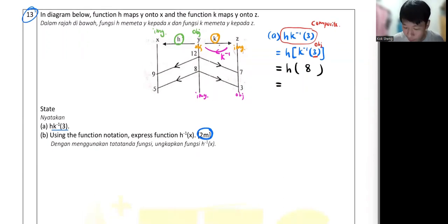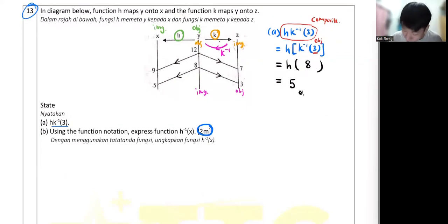Okay, so now after you got 8, next one, h bracket 8. Same concept again, bracket 8, this is the object of h. H, object, right side. You see the 8? Follow the direction, 5. Done. So number 13A, again, you can write the answer straight away. You can write the 5 straight away because it's only 1 mark.